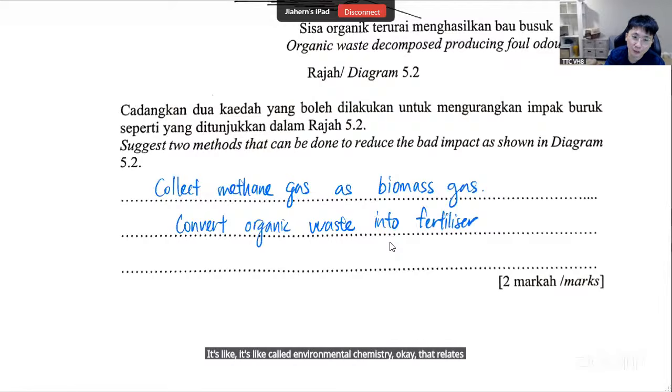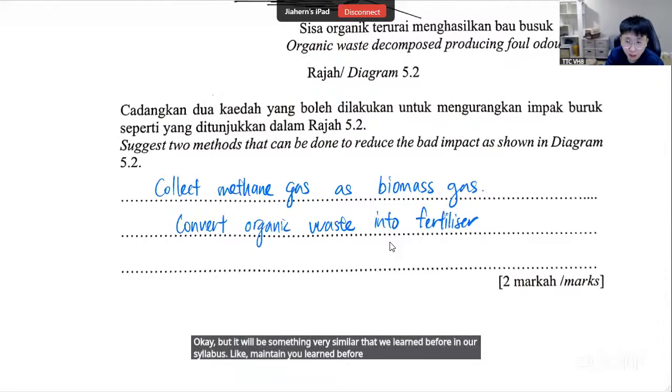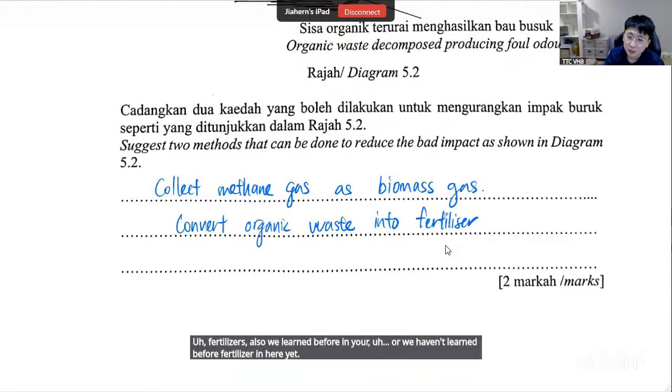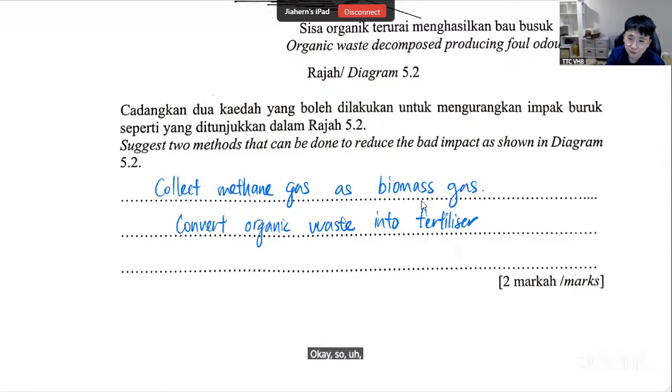So guys, this one is actually called environmental chemistry, which relates to the environment. But it will be something very similar to what we learned before in our syllabus. Like methane, you learned before in Form 5 Chapter 2. Fertilizers we haven't learned in detail yet. Okay, so Chapter 5 in future.